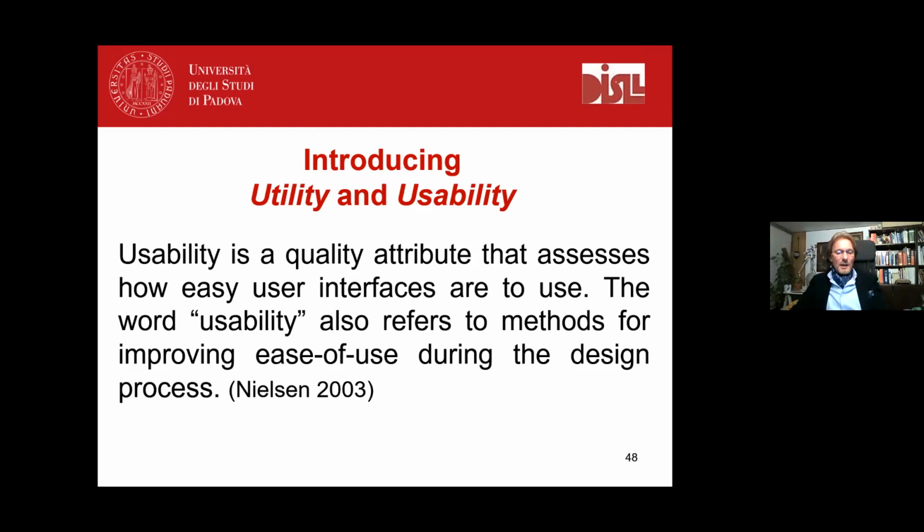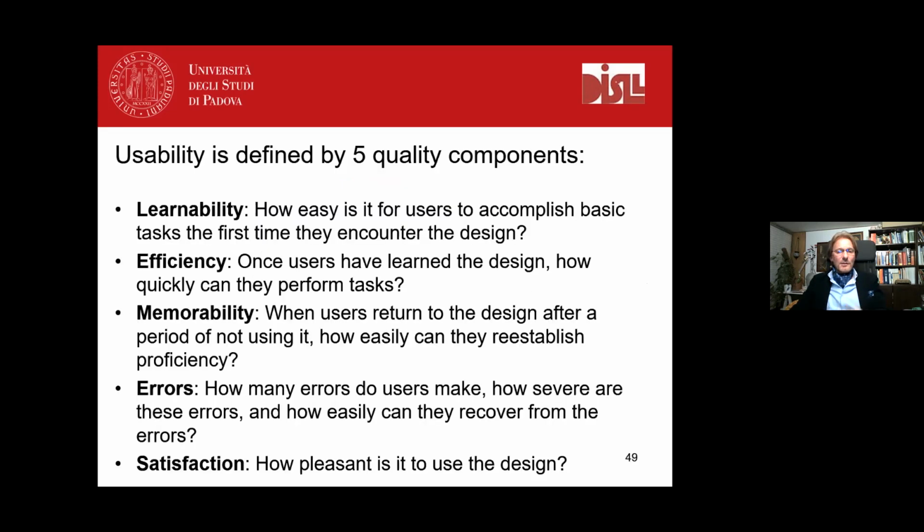This definition here refers to usability in relation to computer sciences. Usability is a quality attribute that assesses how easy user interfaces are to use. The word usability also refers to methods for improving ease of use during the design process. Now, Nielsen goes on explaining that usability is defined by 5 quality components. Now, what I will ask you to do here is read each of these, learnability, efficiency, memorability, errors, and satisfaction, and try to apply these concepts not to computer sciences, but to languages, and you will see that they will fit perfectly.